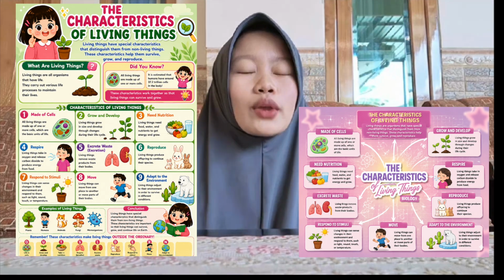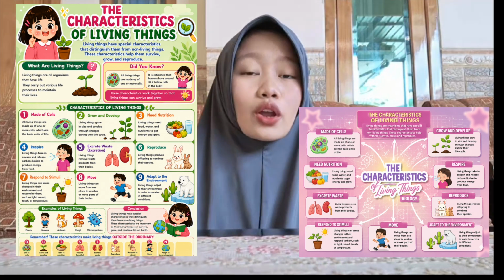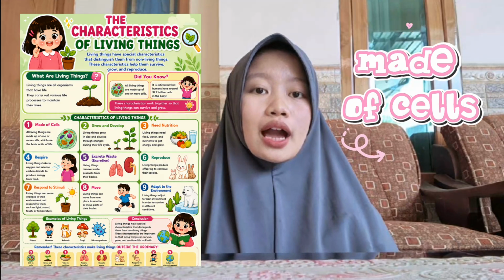Now, I would like to explain each characteristic shown on my poster. The first characteristic is made of cells. All living things are composed of one or more cells. A cell is the smallest structural and functional unit of life. Some organisms, such as bacteria, consist of only one cell and are called unicellular organisms, while humans, animals, and plants consist of many cells and are called multicellular organisms.